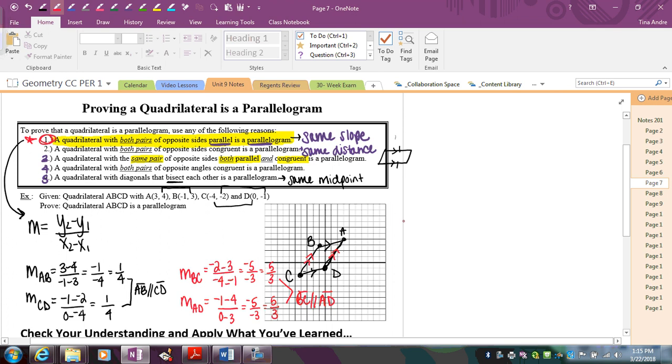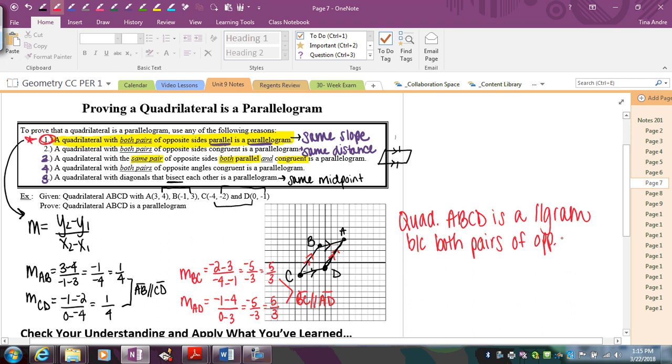So I'm going to just write that over here. So I'm going to say quadrilateral ABCD is a parallelogram. So this is how I abbreviate parallelogram. I usually just use the parallel symbol, gram. So ABCD is a parallelogram because both pairs of opposite sides are parallel since they have the same slope. Equal slopes.